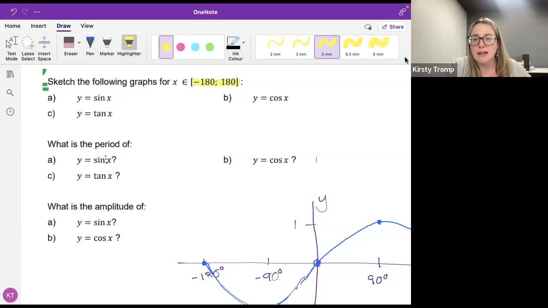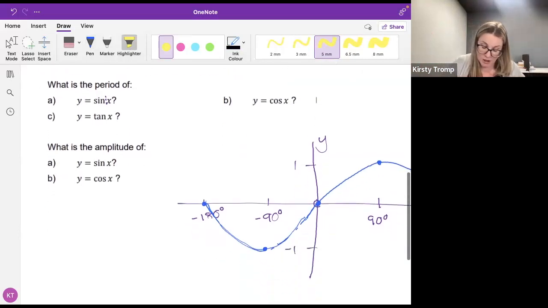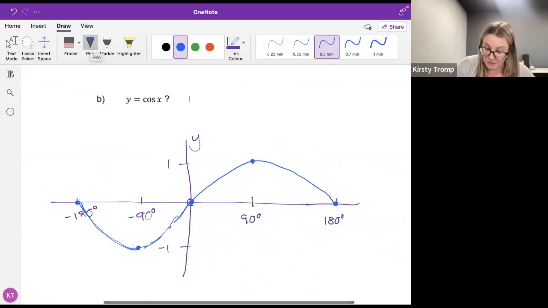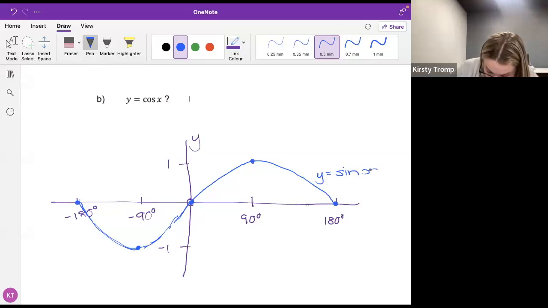All right, guys, we must always make sure that we are looking at the instructions. The instructions said, go from negative 180 all the way to 180. So that's what we did on our graph. What's the last thing we must do for our graph? You must always label it. So this is the graph y is equal to sine of x.